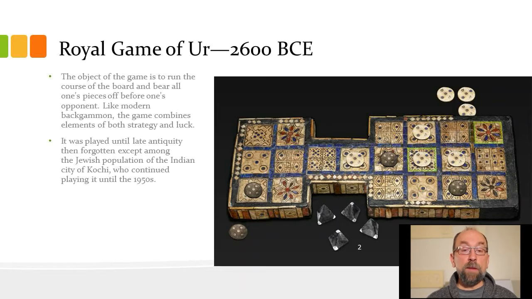One of the earliest board games, or the earliest board game, that we know of is the Royal Game of Ur, which has been discovered as early as 2600 BCE, before the Common Era. The object of the game is to run the course of the board. It's sort of a chase game, and bear all of one's pieces off before one's opponent. And it's sort of like modern backgammon. The game combines both elements of strategy and luck, which are two really important aspects of games that we want to be cognizant of when we design games.